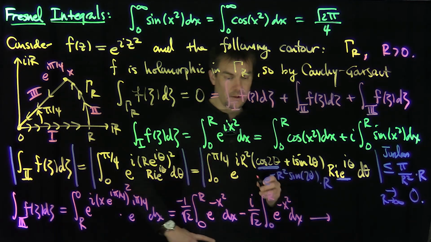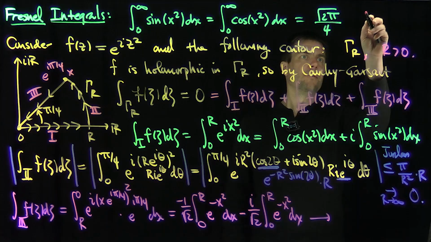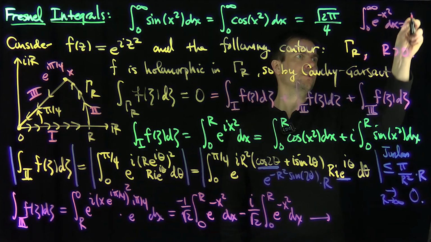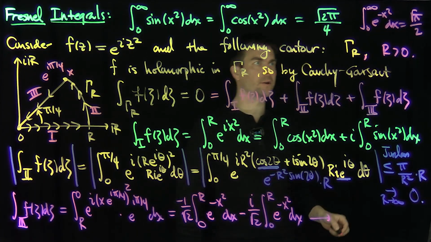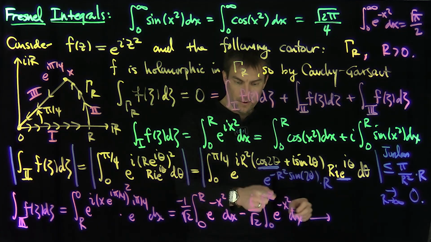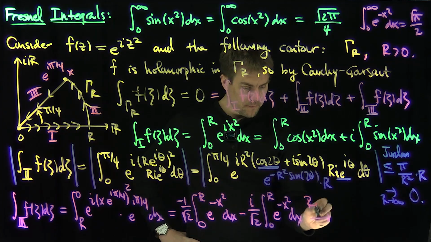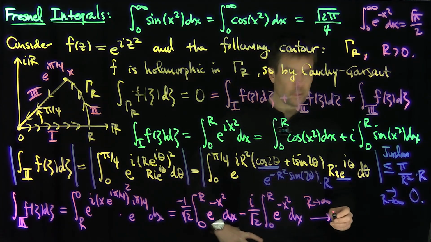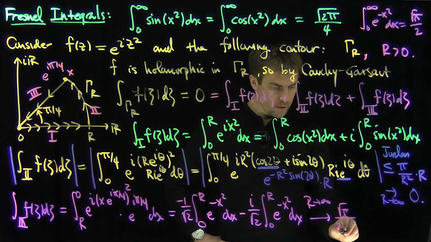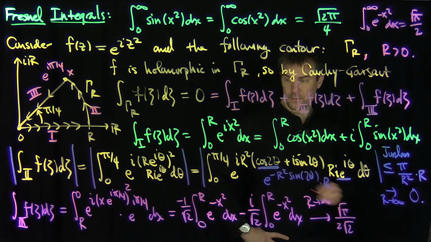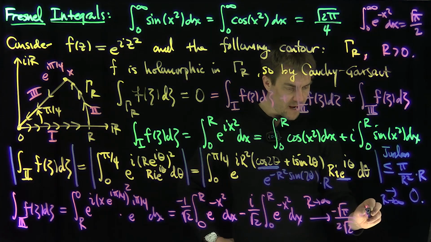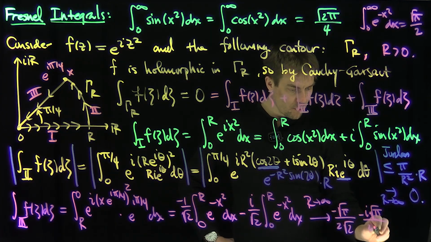As r goes to infinity, if we recall, the integral from 0 to infinity of e to the negative x squared dx is equal to the square root of pi over 2. That's a Gaussian probability integral over here. That's basically equivalent to what the error function gives me. So as r goes to infinity, this is going to approach the square root of pi over 2 root 2, and then minus i square root of pi over 2 root 2.